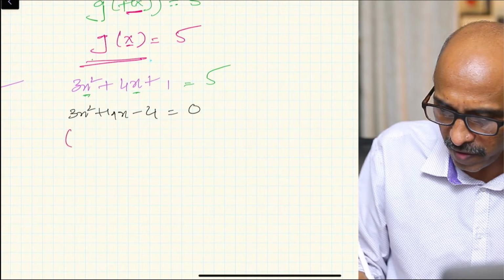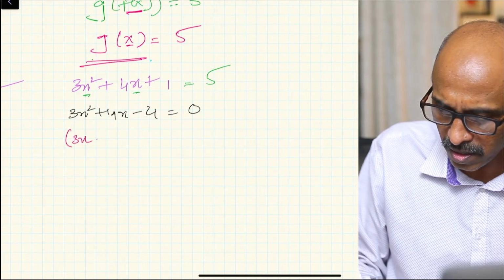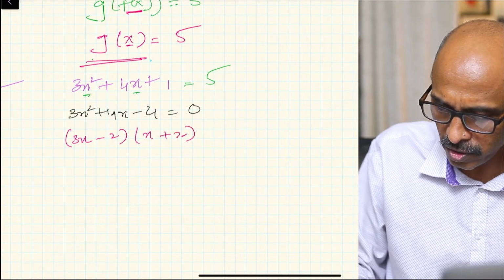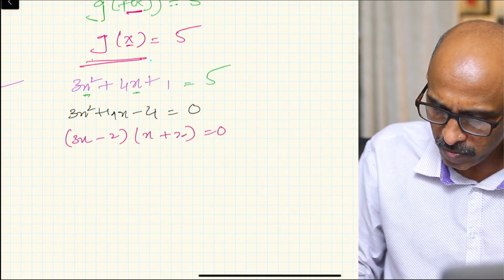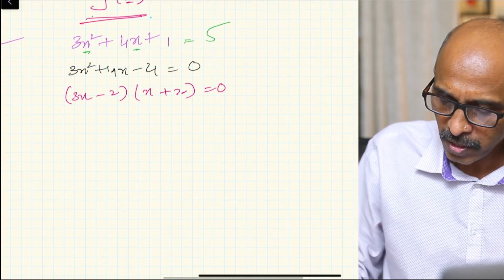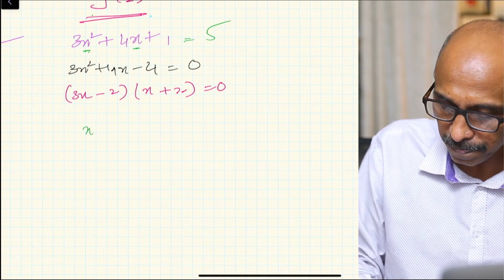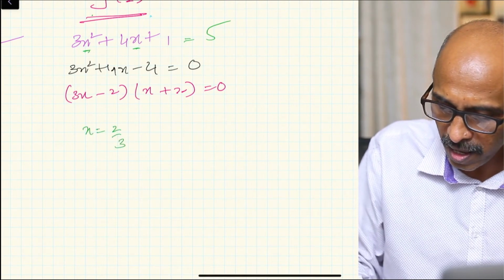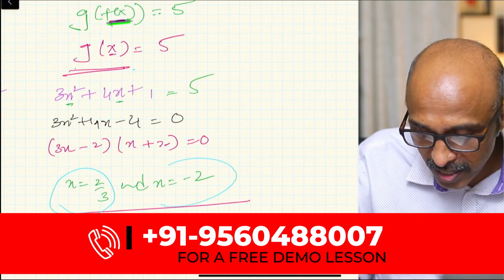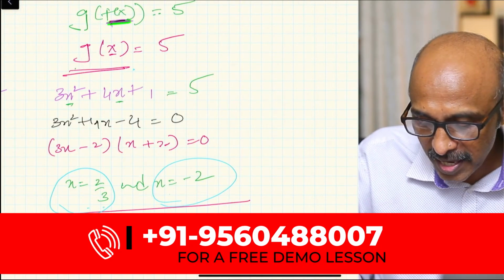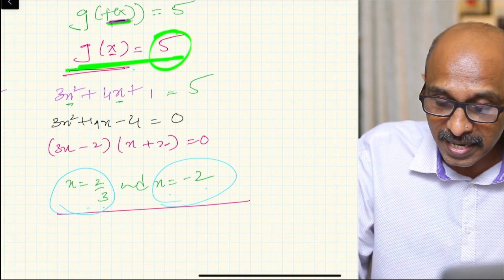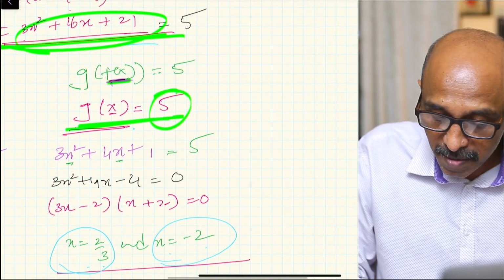This would be 3x squared plus 4x minus 4 is equal to 0. And a quick factoring of that would be 3x minus 2 times x plus 2, right? Let me just check this quickly. Minus 2 plus 6. Yeah, that's right. So the value of x you're going to get is 2 over 3 and x is negative 2. But if you use the words input, the input is 2 over 3 and the input is negative 2 when the output of g is 5.